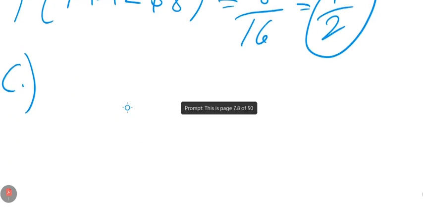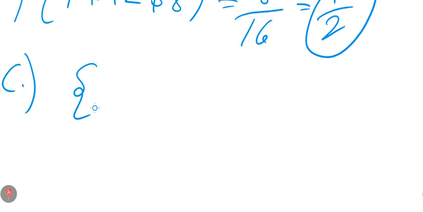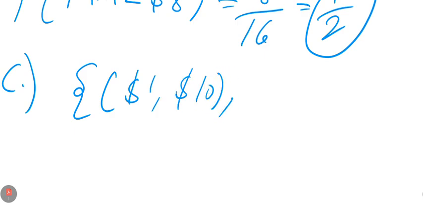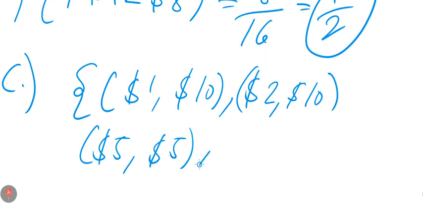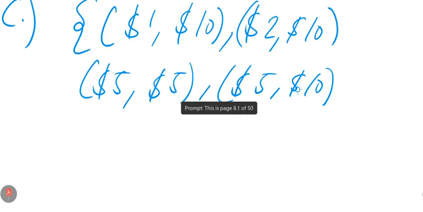Okay, so let's write out all of the pairings that we have. Let's start. First is a $1 and a $10. Next, for the next one we have $2 and $10. Now moving on, we have the other one as a $5 and another $5. Then we have a $5 and $10. So that makes 4.